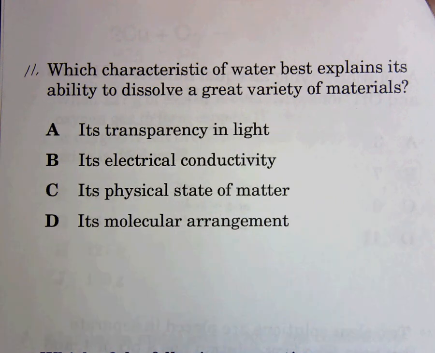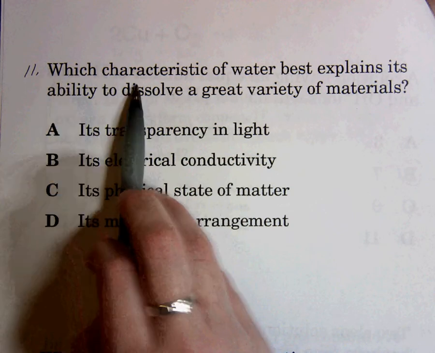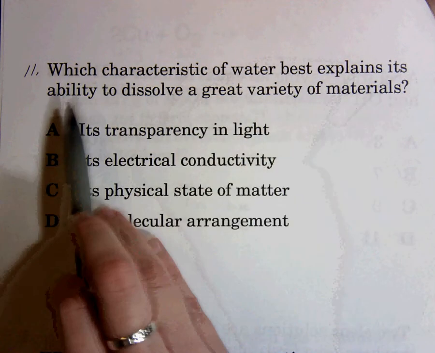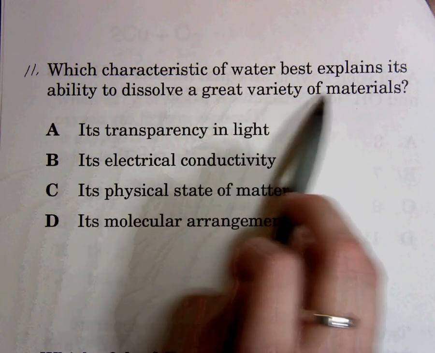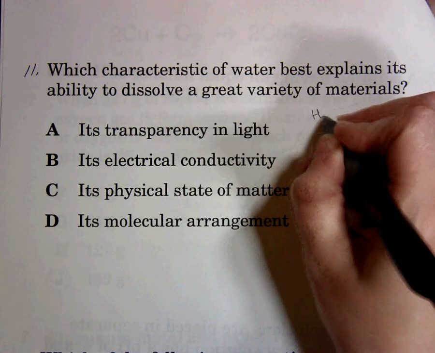Chemistry Review numbers 11 and 12. Number 11 says, which characteristic of water best explains its ability to dissolve a great variety of materials? In order to know this, we need to know a little bit more about water. Remember that water is H2O.